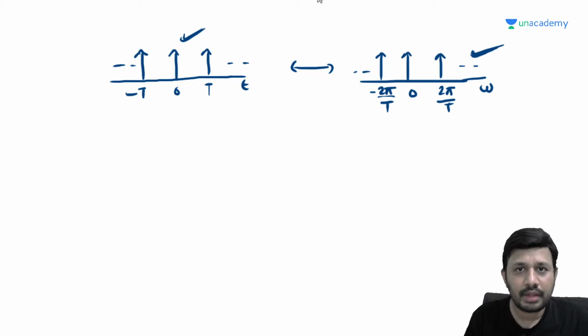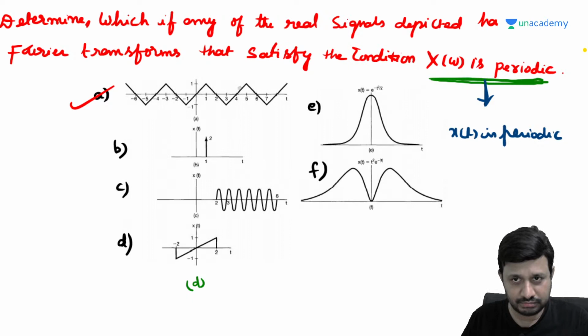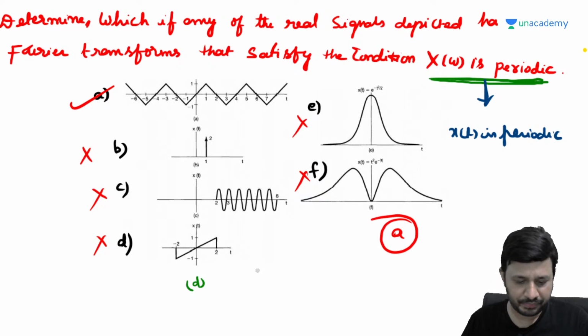So among the options, this is periodic. If you calculate the Fourier transform for this one, definitely this x of omega is periodic. X of omega is periodic means x of t is also periodic. So A will satisfy, B no, C no, D no. You have to look for a periodic signal. Option A is the only answer. Only A. Yes, Jaitirtha, you are right.